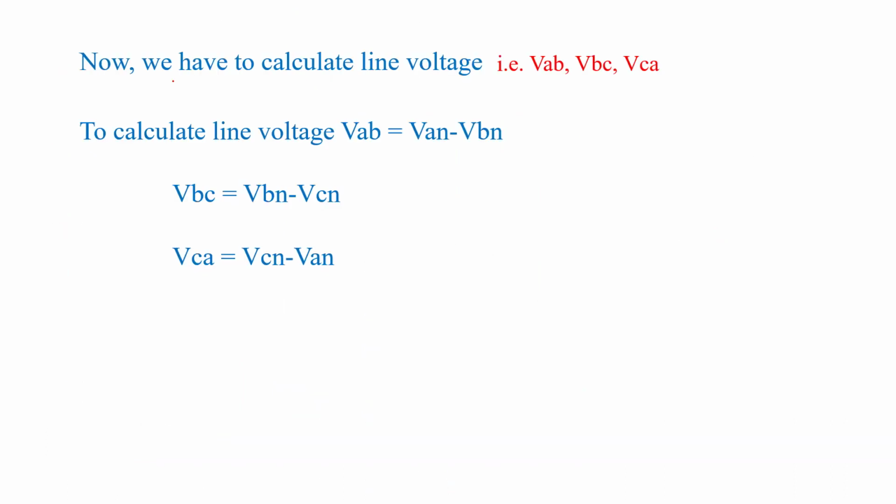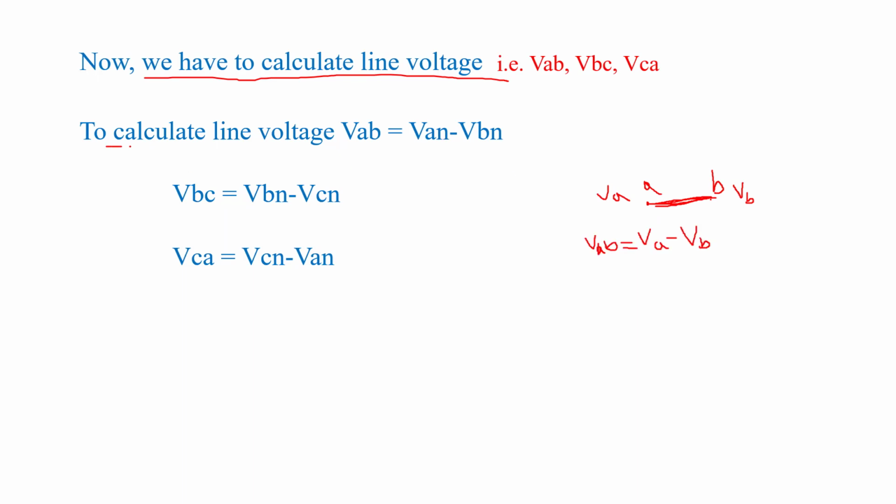Now we have to calculate the line voltage. What do you mean by line voltage? First consider that this is point A and this is point B. If the voltage at point A is VA and the voltage at point B is VB, the potential difference between these 2 points is called line voltage. That is VA minus VB.